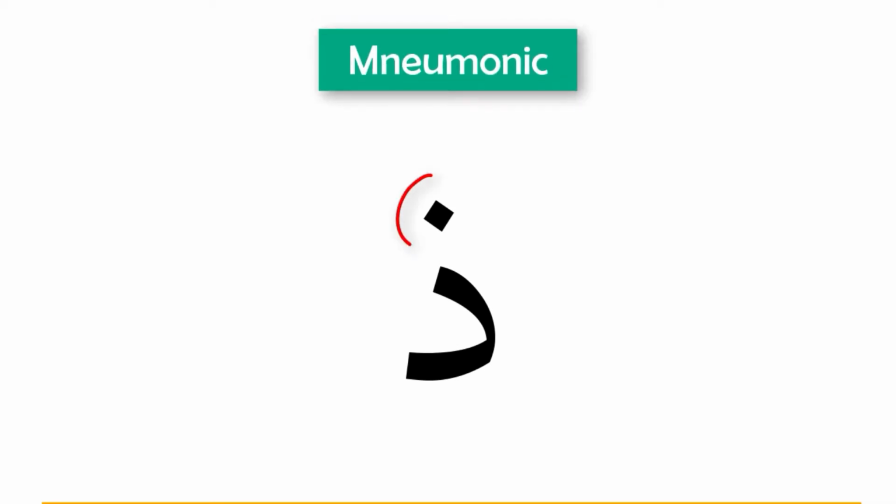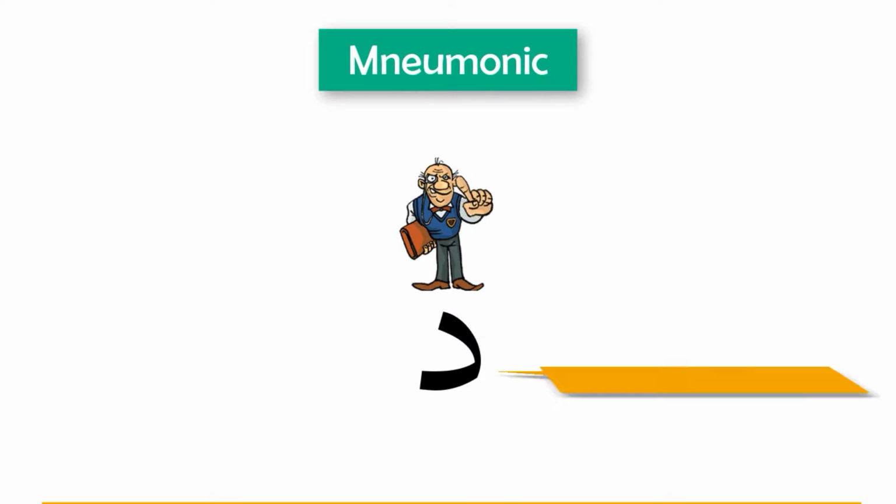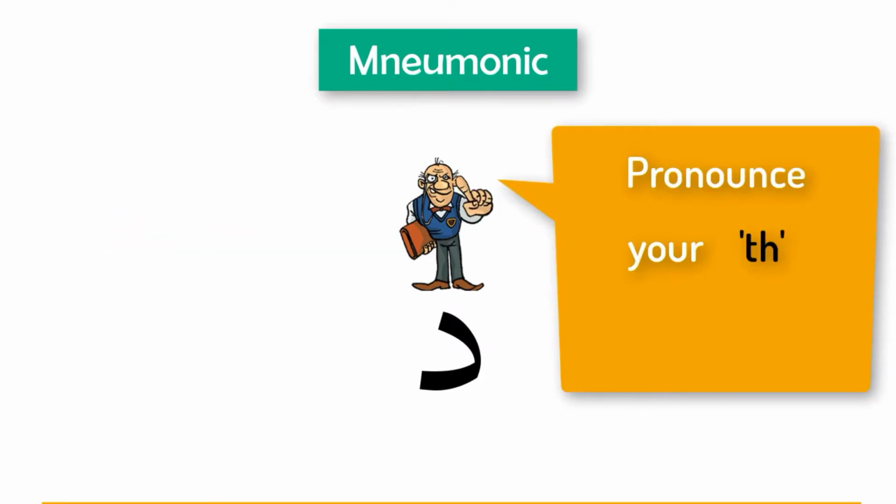Let's use that dot above the letter to represent the floating head of an angry teacher in the distance saying, "Pronounce your the properly."